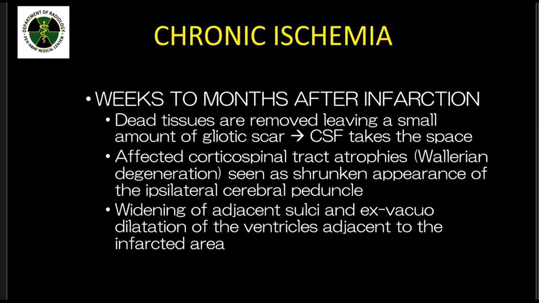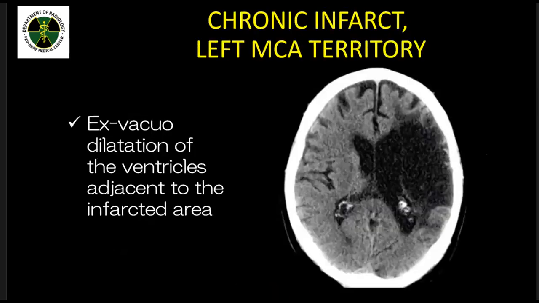For chronic ischemia, weeks to months after infarction, the tissues are removed, leaving a small mark or a gliotic scar. So the cerebrospinal fluid takes the space. With the affected corticospinal tract, there is Wallerian degeneration, seen as a shrunken appearance of the ipsilateral cerebral peduncle. There's also widening of the adjacent sulci and ex vacuo dilatation of the ventricles. So here's an example of ex vacuo dilatation of the ventricles adjacent to the infarcted area.